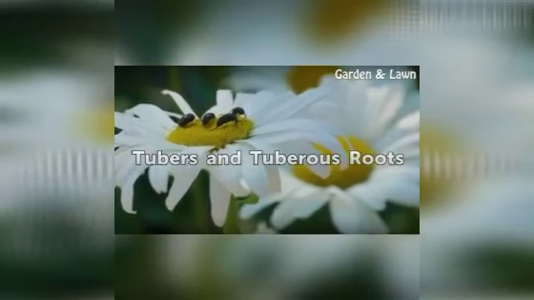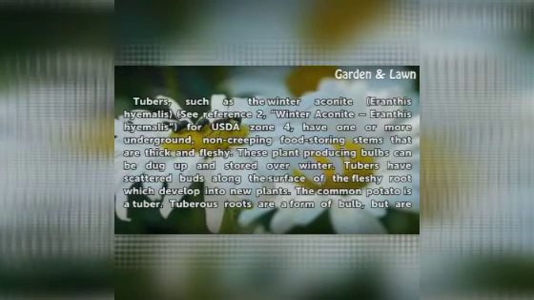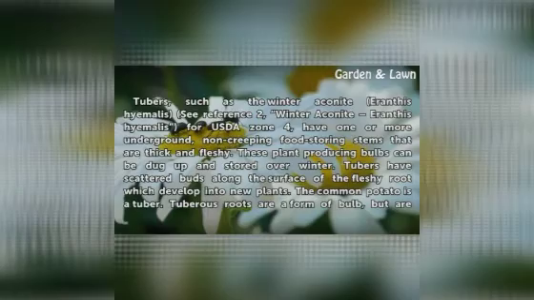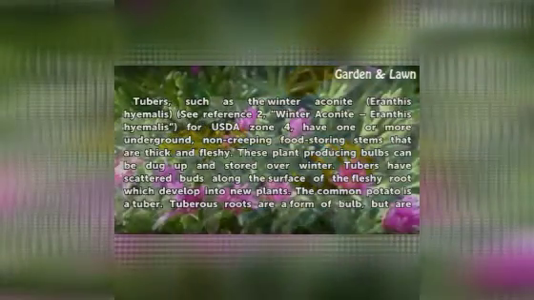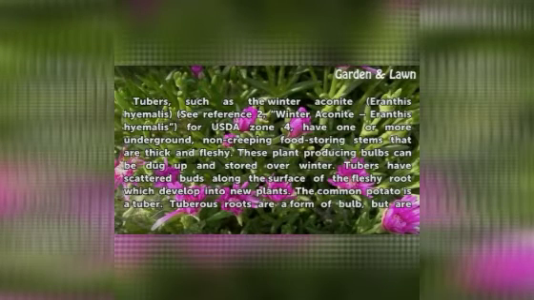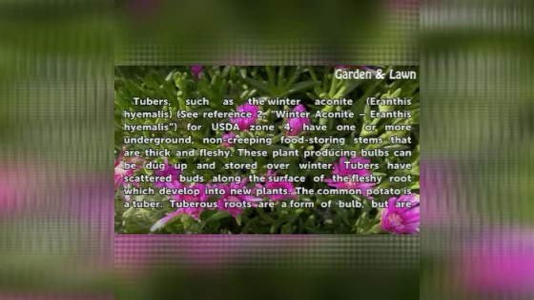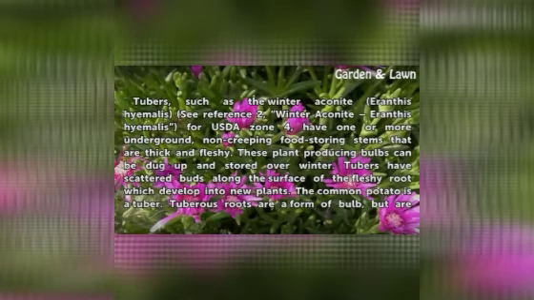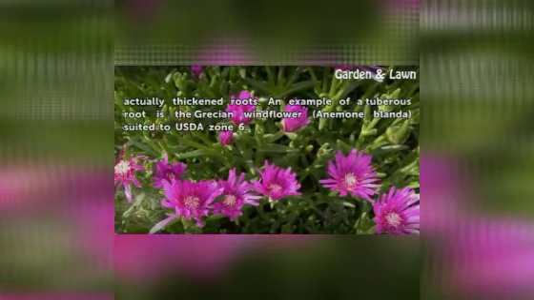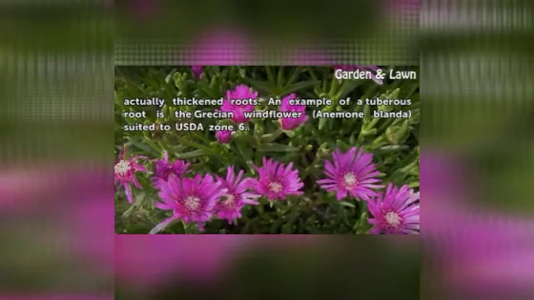Tubers and tuberous roots. Tubers, such as the winter aconite, Eranthis hyemalis, for USDA Zone 4, have one or more underground, non-creeping food-storing stems that are thick and fleshy. These plant-producing bulbs can be dug up and stored over winter. Tubers have scattered buds along the surface of the fleshy root which develop into new plants. The common potato is a tuber. Tuberous roots are a form of bulb, but are actually thickened roots. An example of a tuberous root is the Grecian windflower, Anemone blanda, suited to USDA Zone 6.